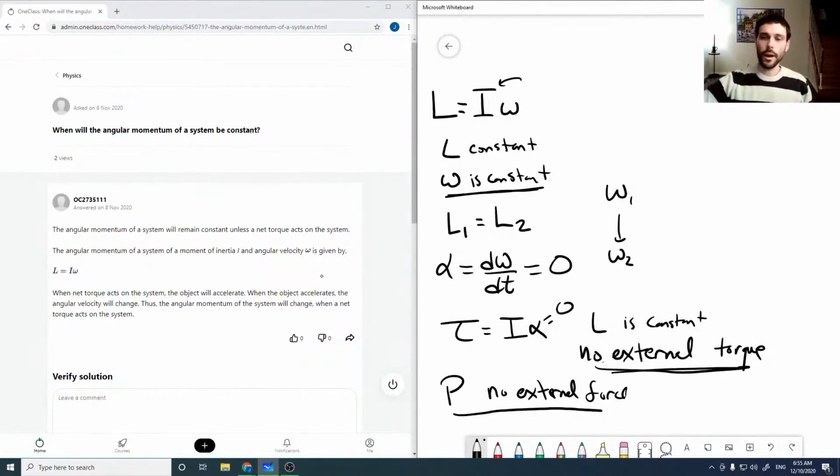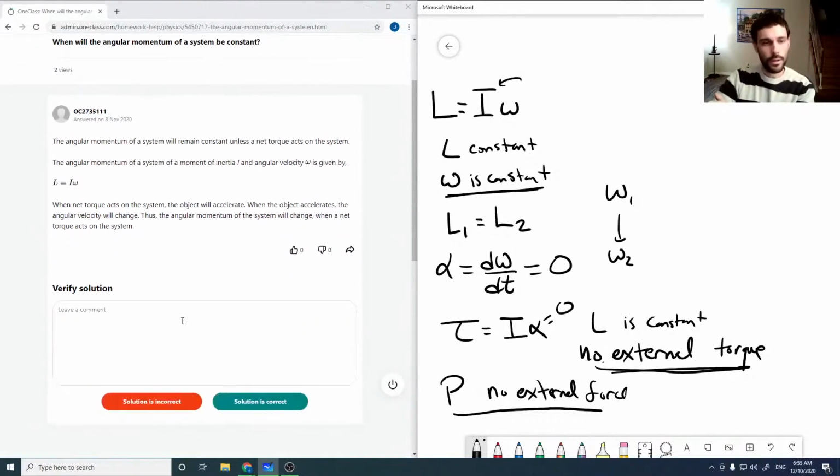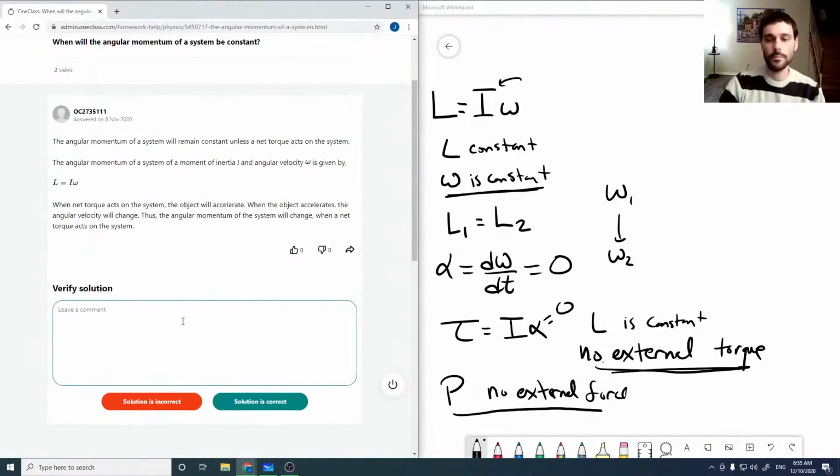Then our angular momentum will change if there's a net torque on the system. That's just I omega. We'll get angular acceleration if there's a torque, and then the angular momentum will change.